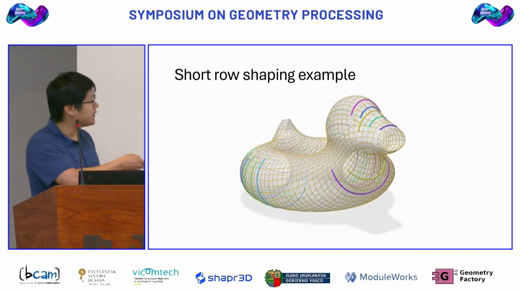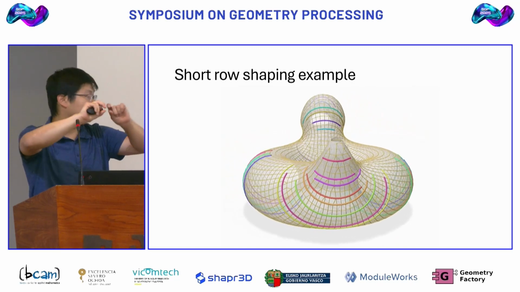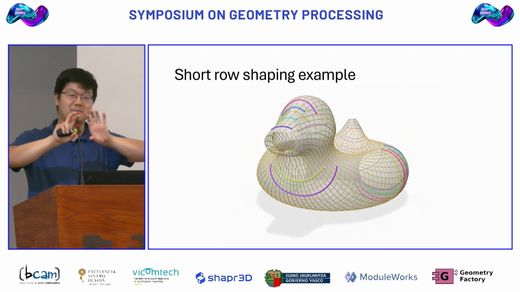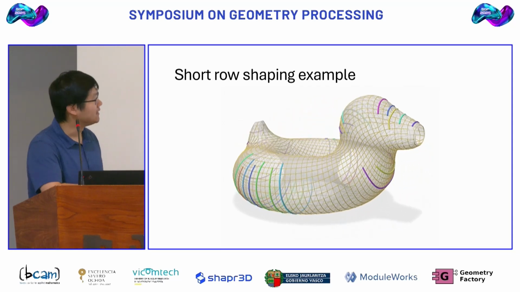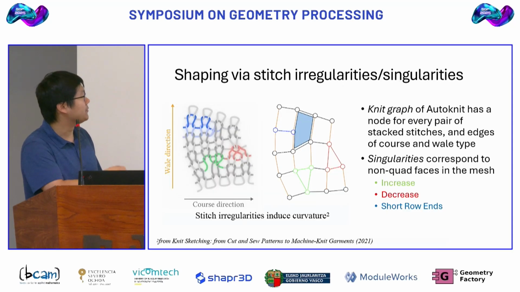So what are these short rows? These are sort of like partial courses, partial rows of stitches, and you can see that they sort of affect kind of like a bending in the opposite direction, per se. But yeah, I wanted to show that example because like the ends themselves are irregularities in the pattern where you start these like partial courses.